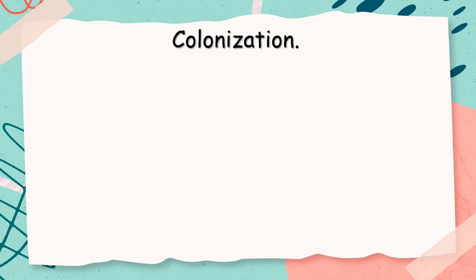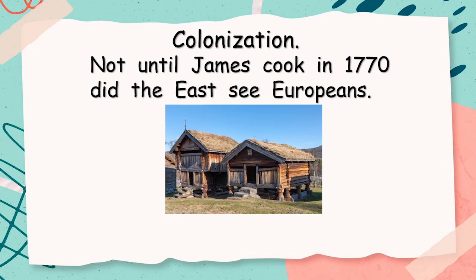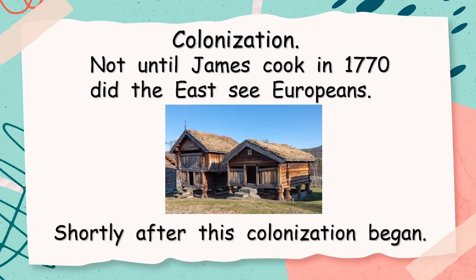Colonization. This is what Europeans did all over the world. Not until James Cook in 1770 did the East see Europeans. Shortly after this, colonisation began. So this is only 250 years ago. Just 250 years ago, really, there were no houses or roads or anything at all.